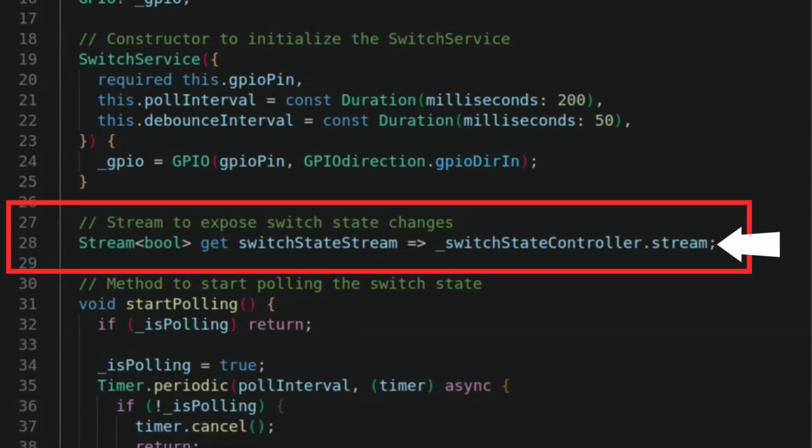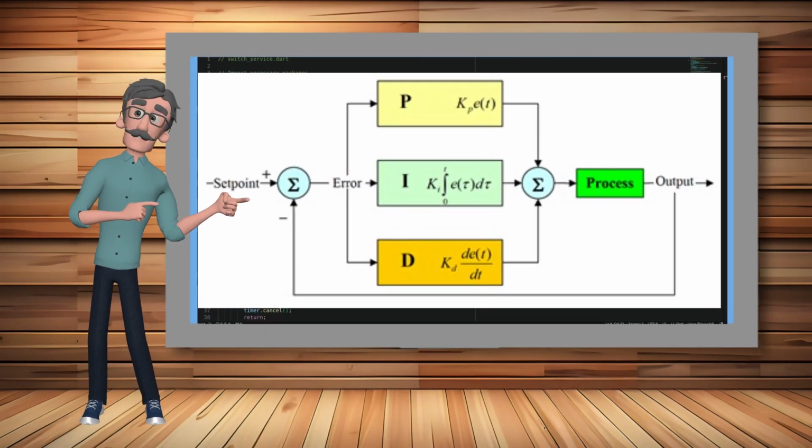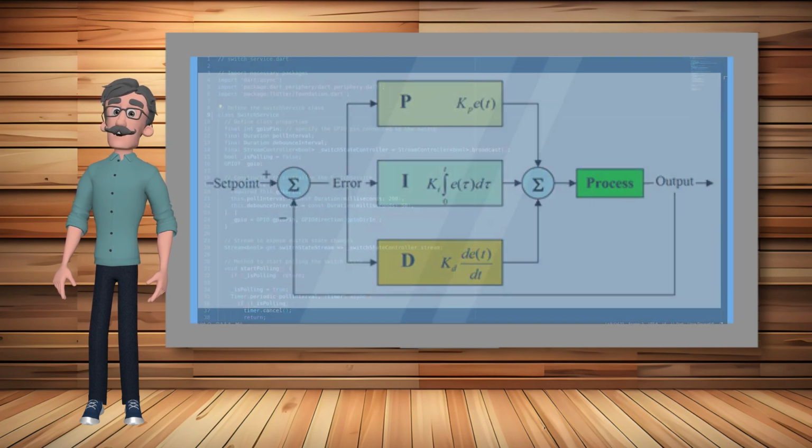We'll next code a stream to expose switch state changes. This provides a stream that can be listened to for switch state changes by other parts of the app. Normally, we would use the switch state changes as part of a control system PID loop. However, for this simple app, we will display the state changes on the user interface.